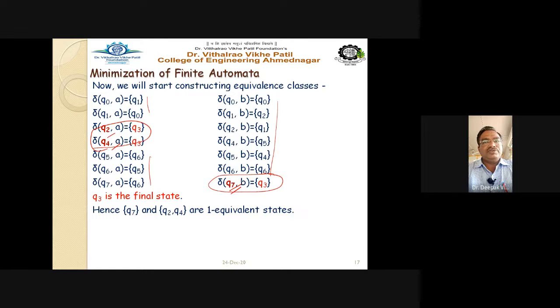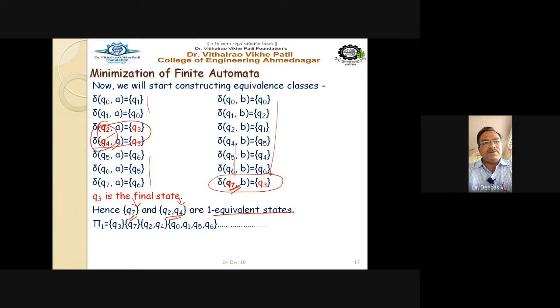Q2, Q4, Q7 are called the one equivalent, and you can combine these two states, Q2, Q4, and it becomes one set. It becomes one set for Q2, Q4, but for Q7 there is no other state. That's why Q7 is the single one. So Q7 becomes another set. These are the two sets you have found here, the one equivalent states.